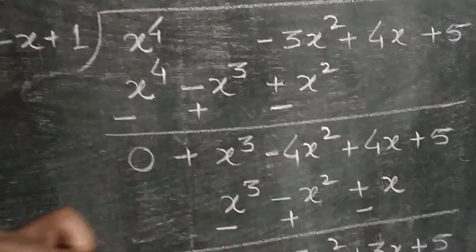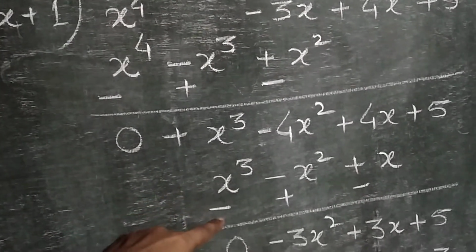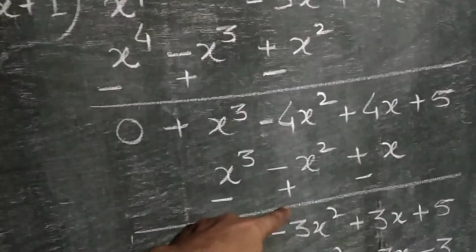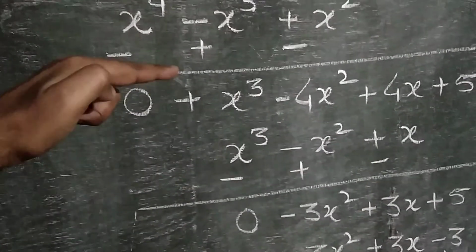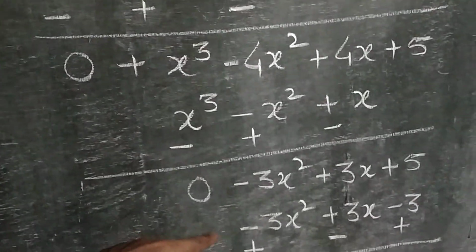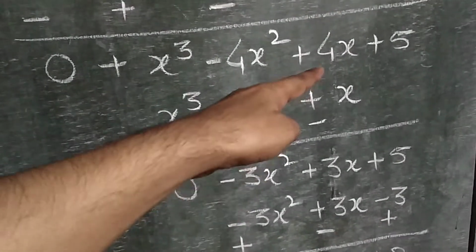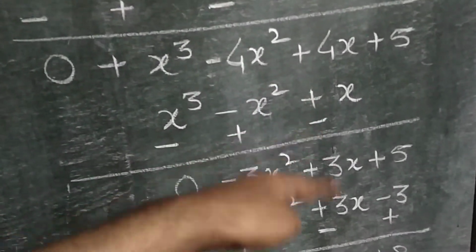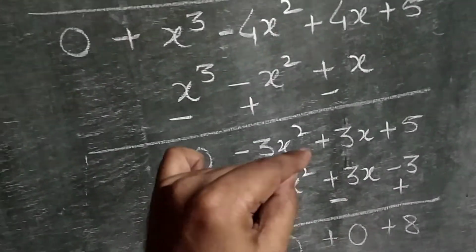Now take the difference, we will change the sign. It is of plus sign, so it will become minus. It is of minus sign, it will become plus. It is of plus sign, it will become minus. Now take the difference, x cube minus x cube, it will give 0. Minus 4x square plus x square, it will give minus 3x square. 4x plus minus x, it will give 3x, and 5 as it is. Again we are getting the new dividend.